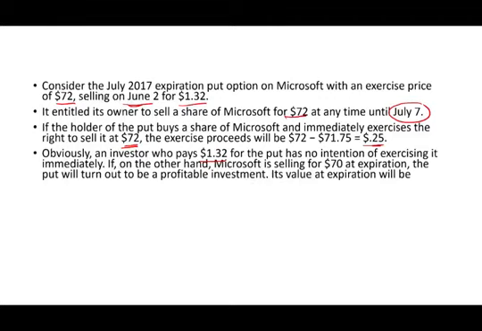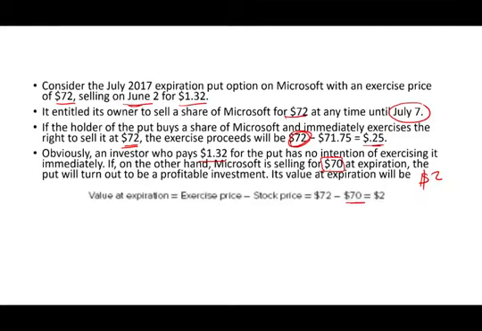If, on the other hand, Microsoft is selling for 70, well, that's good. If it's selling for 70, I can sell it for 72. I have a $2 profit under those circumstances. The put will turn out to be a profitable investment if the value at expiration is 70.